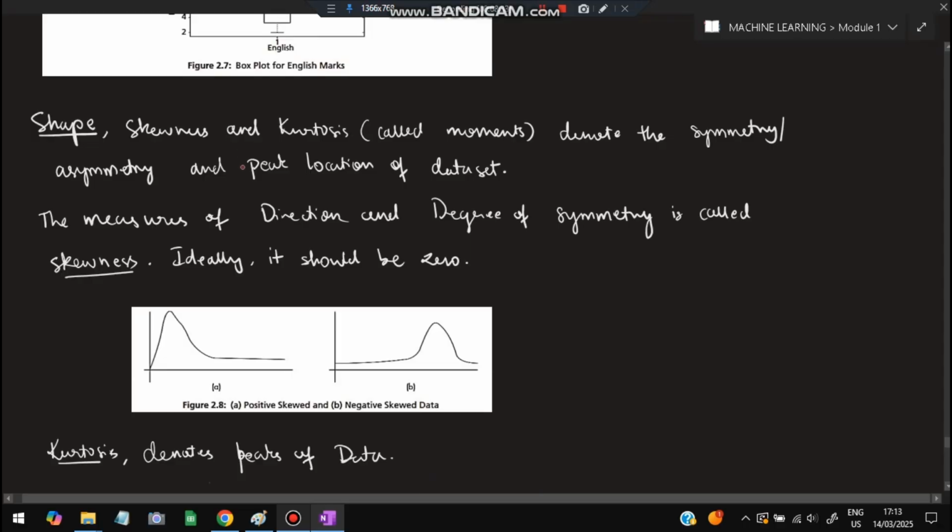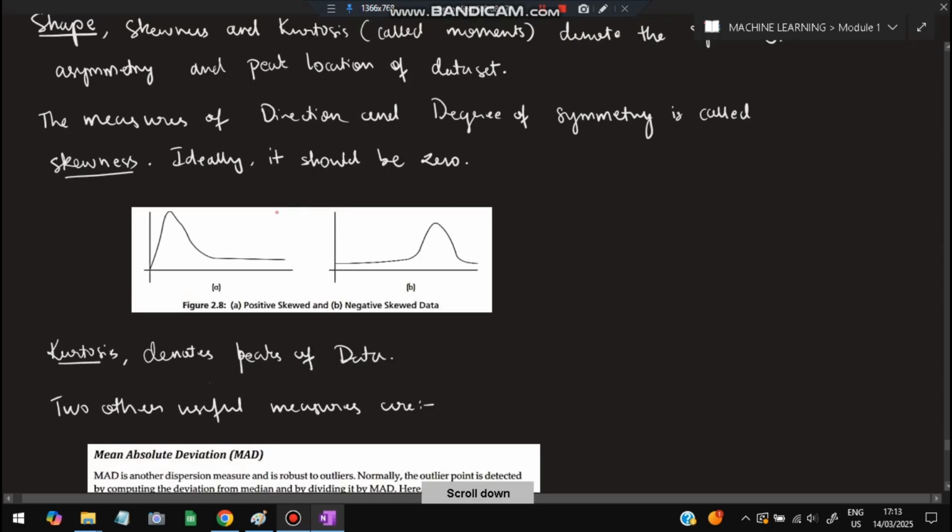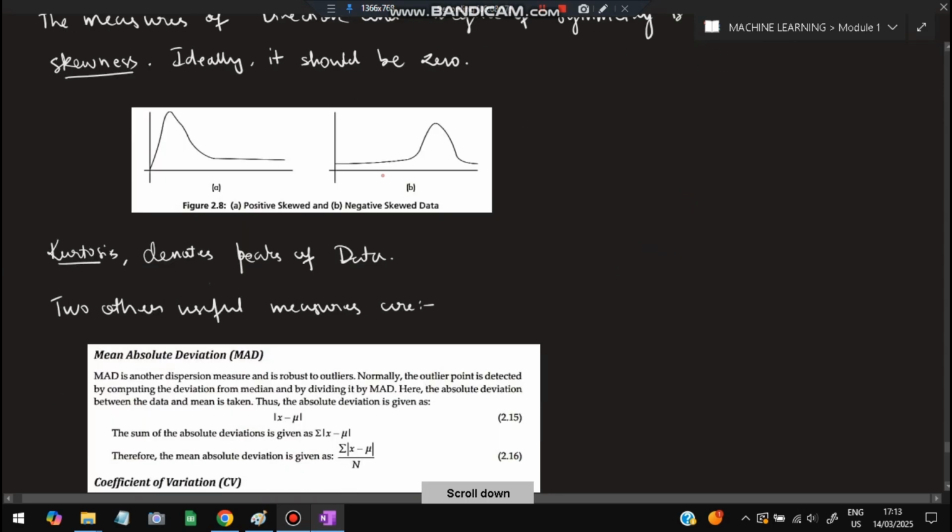And we'll also be using the shape, which is skewness and kurtosis. Skewness means how much the data is biased to one position. If more data is present in the starting part, it is positively skewed. If the data is more toward the ending part, it is negatively skewed. The data is not distributed equally. Ideally the skewness should be zero, meaning the data is ideally distributed, but sometimes more data will be present at the start or the end, and that is called skewness.